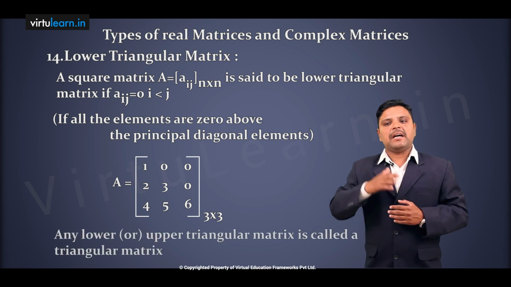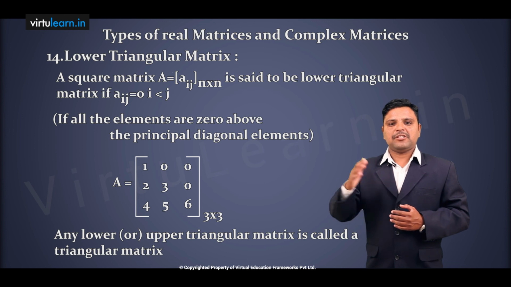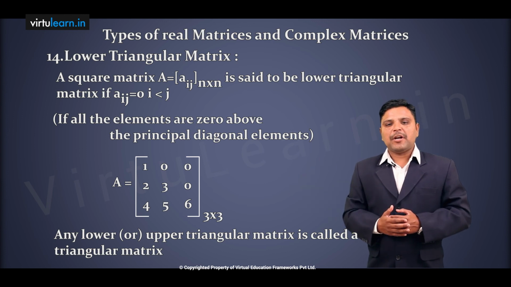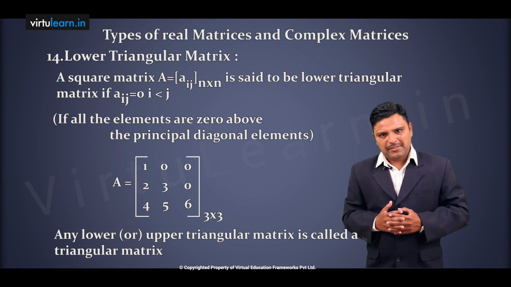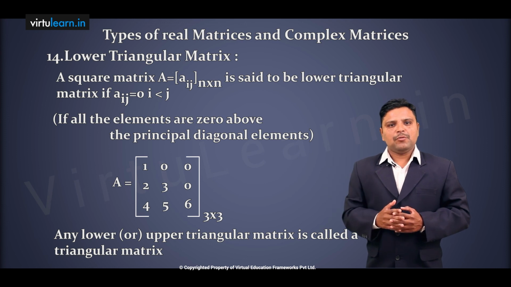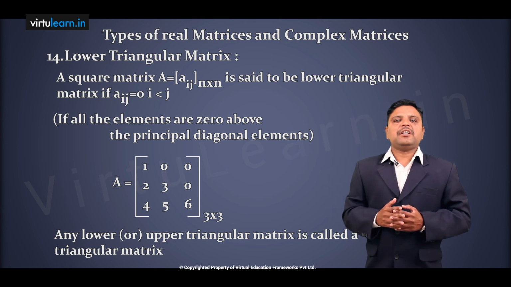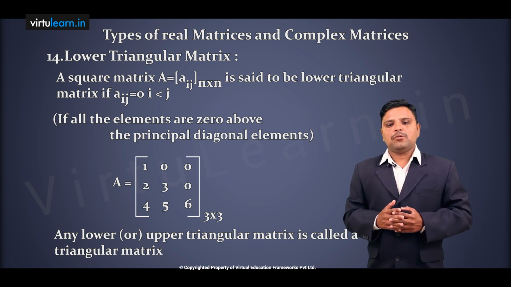Any lower or upper triangular matrix is called a triangular matrix. Next definition, nilpotent matrix. A nilpotent matrix means a square matrix is said to be a nilpotent matrix if there exists at least one positive integer m such that A power m equal to 0, where m is the least positive integer.